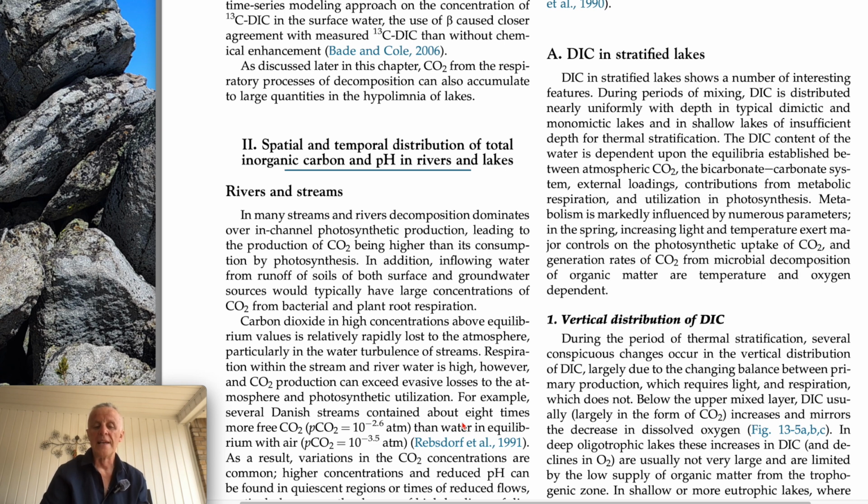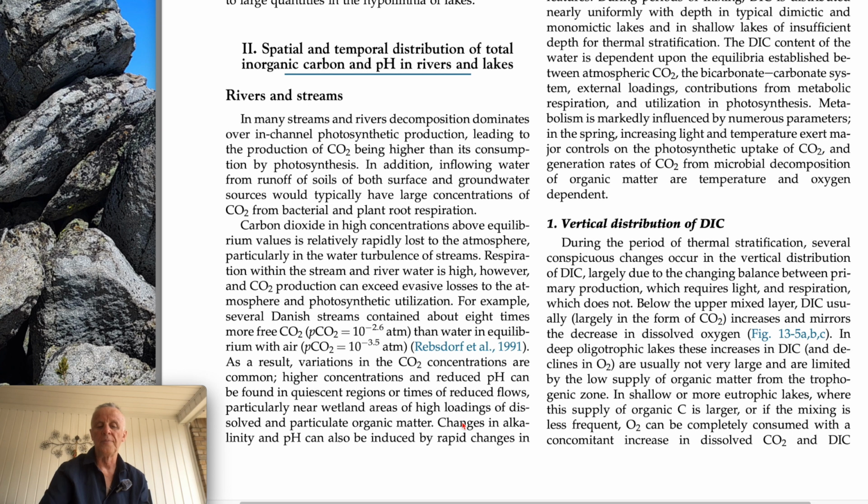For example, several Danish streams contain about 8 times more free CO2, with PCO2 equal to 10 to the minus 2.6 atmosphere, than water in equilibrium with air, where the partial pressure of CO2 is 10 to the minus 3.5 atmosphere. As a result, variations in the CO2 concentrations are common. Higher concentration and reduced pH can be found in quiescent regions or times of reduced flows, particularly near wetland areas of high loadings of dissolved and particulate organic matter.